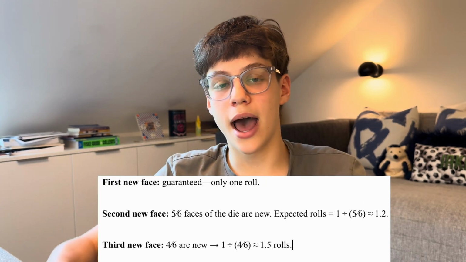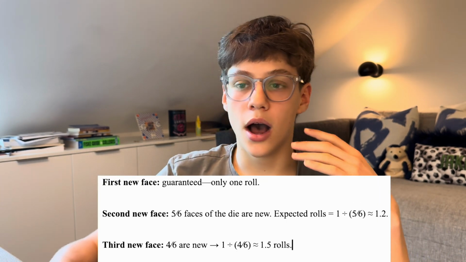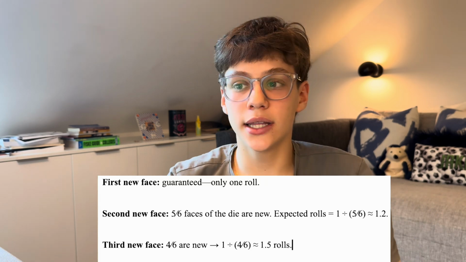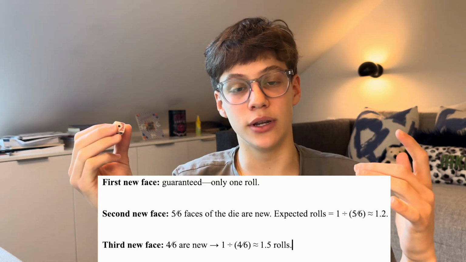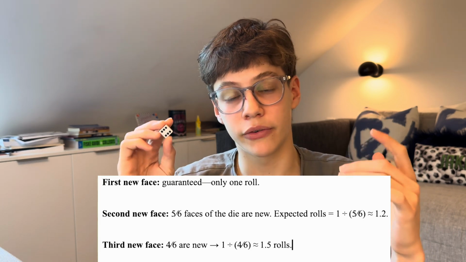Now this pattern continues down for all 6 faces. The third new face, for example: 4 over 6 faces are new, so it's 1 divided by 4 over 6 equals 1.5 rolls. This continues for the 4th new face, the 5th new face, and the 6th new face. On the screen, I have the calculations I used to find the expected number of rolls to get the first unique face, the second unique face, and the third unique face.